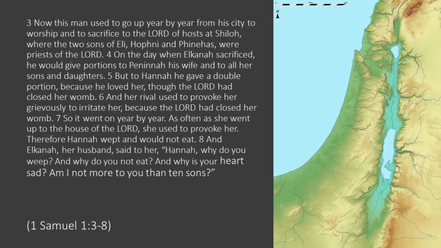Verse 3. Now this man used to go up year by year from his city to worship and to sacrifice to the Lord of hosts at Shiloh, where the two sons of Eli, Hophni and Phinehas, were priests of the Lord. On the day when Elkanah sacrificed, he would give portions to Peninnah his wife, and to all her sons and daughters. But to Hannah he gave a double portion, because he loved her, though the Lord had closed her womb.